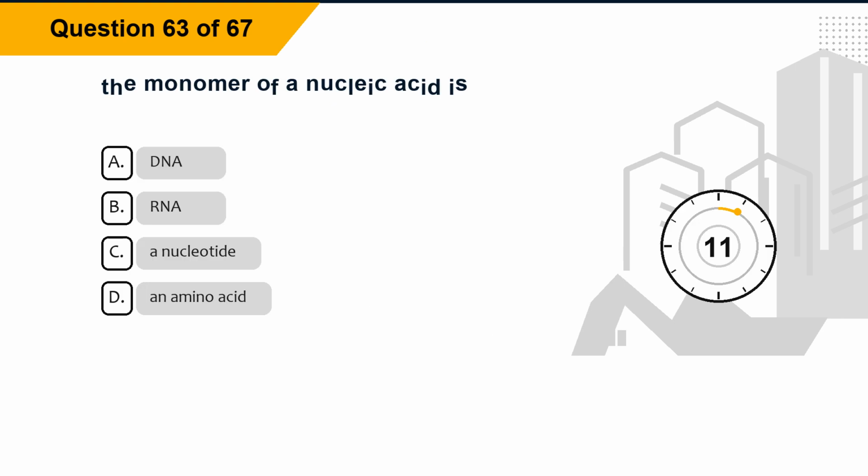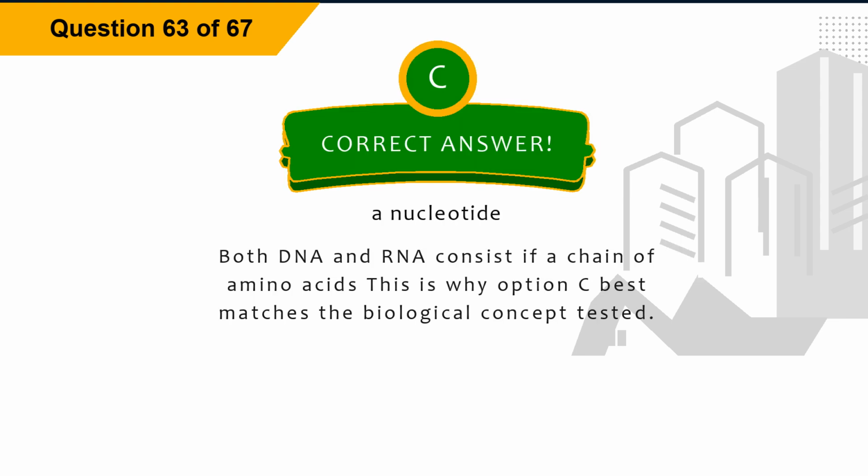Question 63. The monomer of a nucleic acid is: Option A, DNA. Option B, RNA. Option C, a nucleotide. Option D, an amino acid. The correct answer is option C, a nucleotide. Explanation: both DNA and RNA consist of a chain of amino acids. This is why option C best matches the biological concept tested.